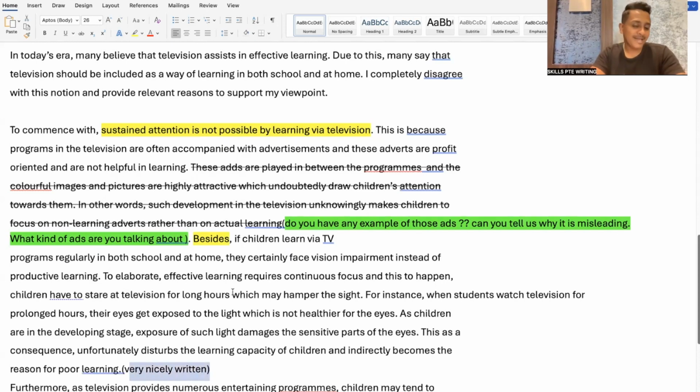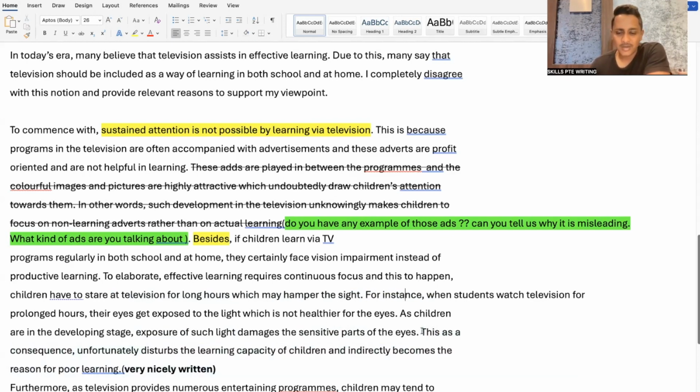See, she has not written an example, but she has justified how this will hamper the sight. Vision impairment, how? When students watch television at such a tender age, the eyes will be very tender. Exposure to such light damages sensitive parts of the eyes. As a consequence, unfortunately, it disturbs the learning capacity of children and indirectly becomes excellently written.